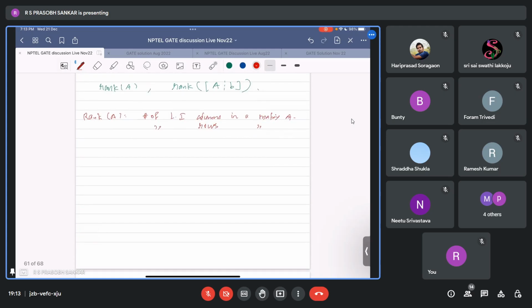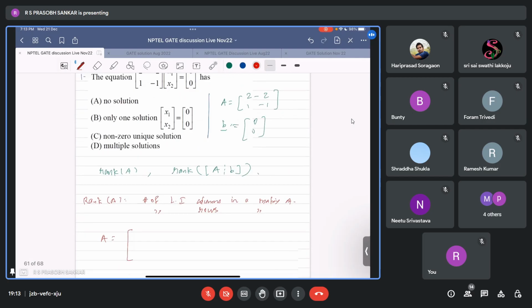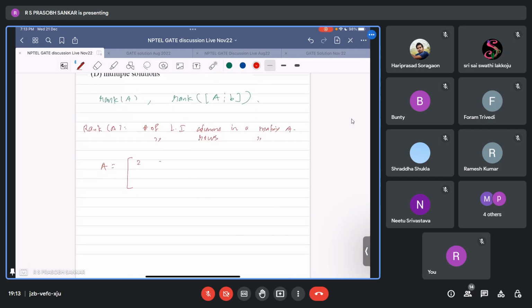Okay, so if we see here, what do we have? A matrix is given like this. So what we have is 2, minus 2, 1, minus 1. Now if you see here, it is easy to find the rank of this given example, because this first row and second row are basically scaled versions of each other. Or if you say first column and second column, they are again scaled versions.